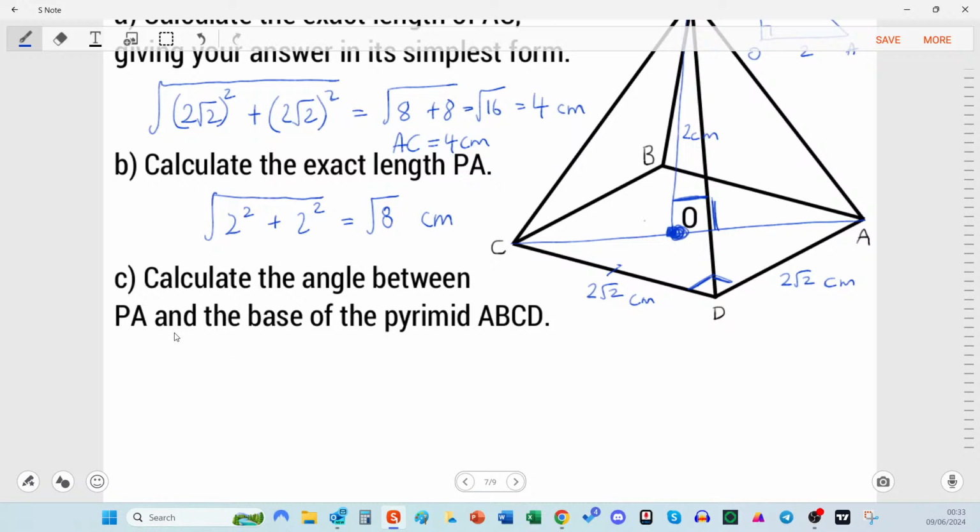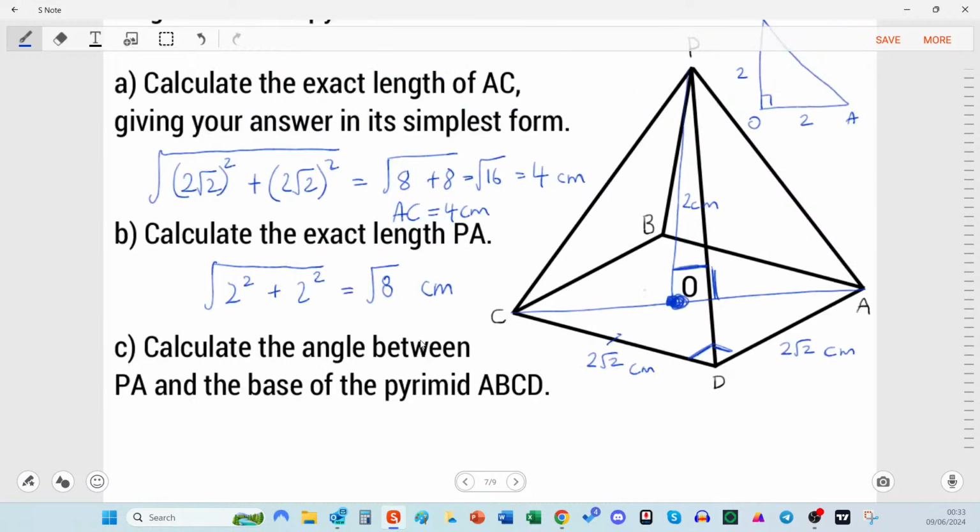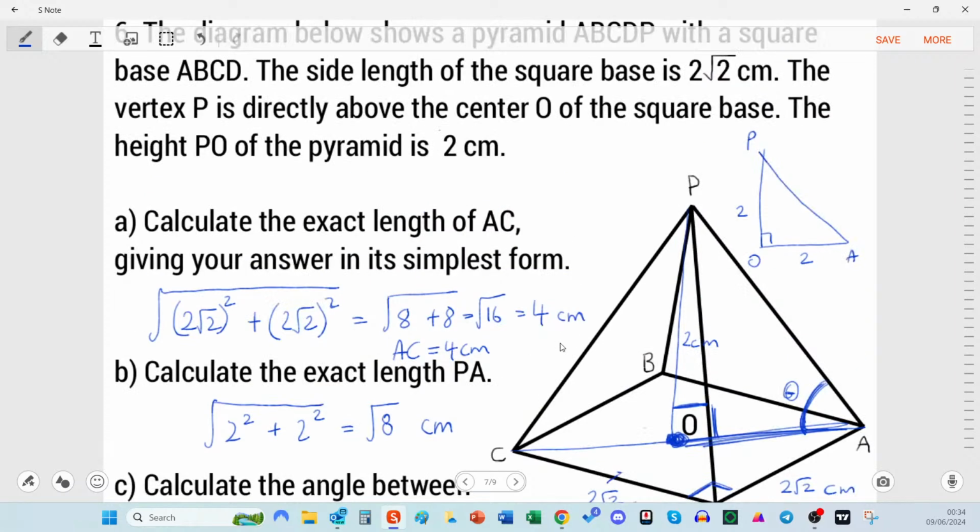Calculate the angle between PA and the base of the pyramid ABCD. Okay, so there's PA and the base. The base is along this line here. So the angle created between them is here. Call it theta. If we put it on our 2D diagram at the top, we know a lot more about this now. We know that's root 8. And we're trying to find this angle here.